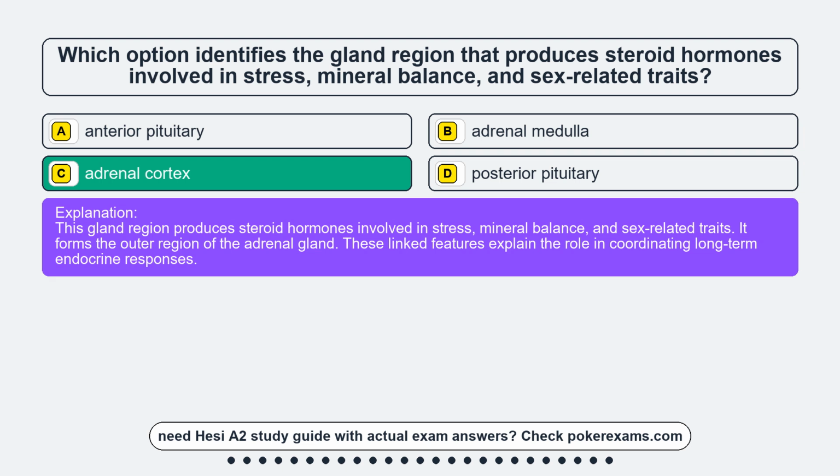This gland region produces steroid hormones involved in stress, mineral balance, and sex-related traits. It forms the outer region of the adrenal gland. These linked features explain the role in coordinating long-term endocrine responses.